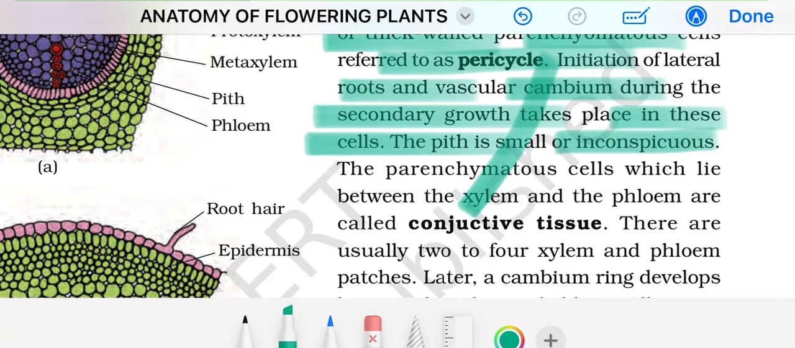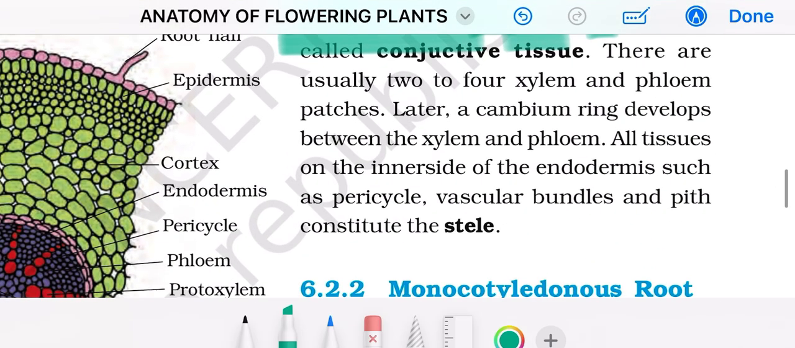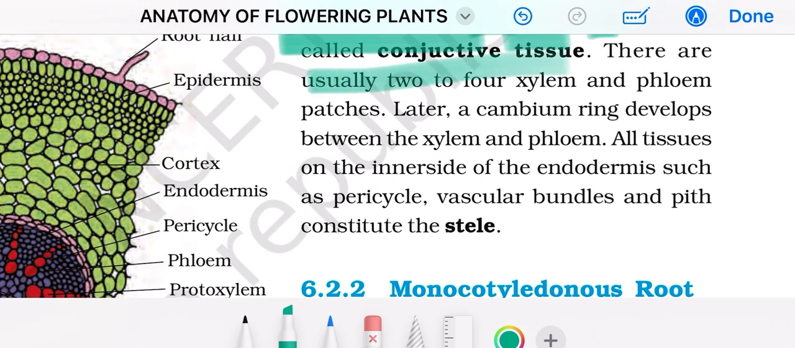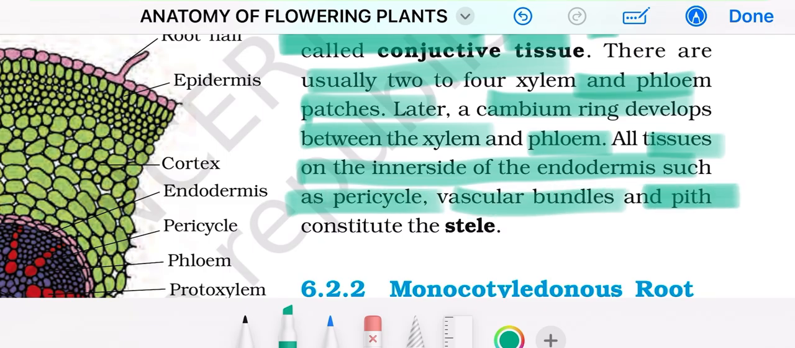Pith is small or inconspicuous. The parenchymatous cells which lie between the xylem and phloem are called conjunctive tissue. There are usually 2 to 4 xylem and phloem patches. Later a cambium ring develops between xylem and phloem. All the tissues on the inner side of the endodermis, such as pericycle, vascular bundles and pith, constitute stele.